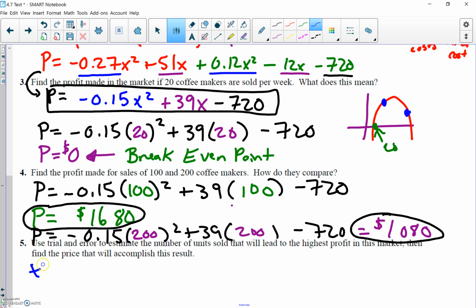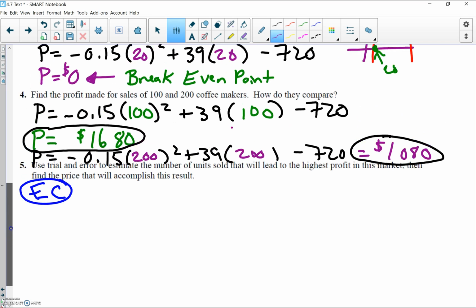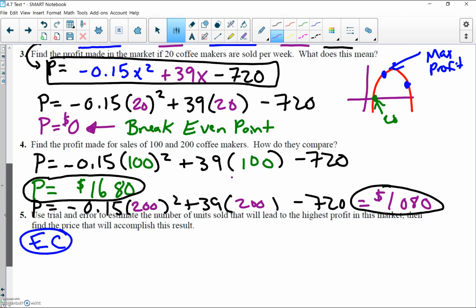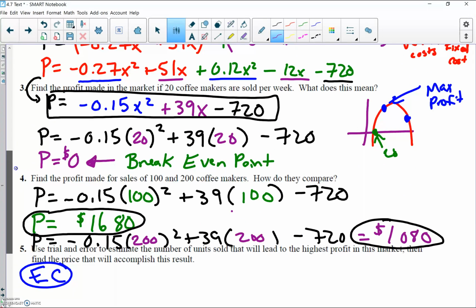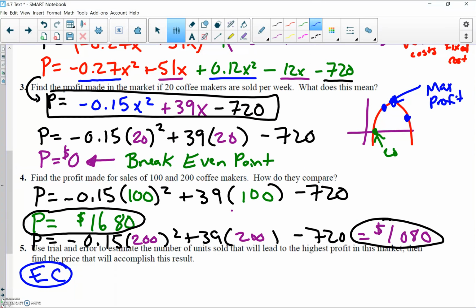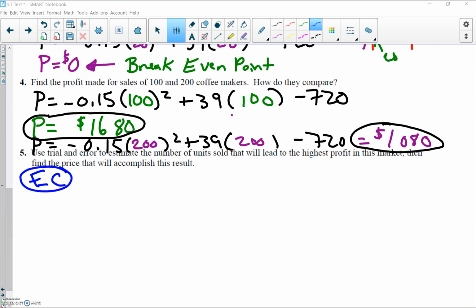5, I told you guys, was an extra credit problem. So you didn't have to do problem 5, and problem 5 will not be something that you would see on the exam, but it's definitely neat to know where that highest profit value is going to happen. And so you could do trial and error, plugging different X values into the profit equation and seeing which one gives you the highest profit output. But really what we're trying to find on our graph is that highest point, that maximum profit point at the very top.